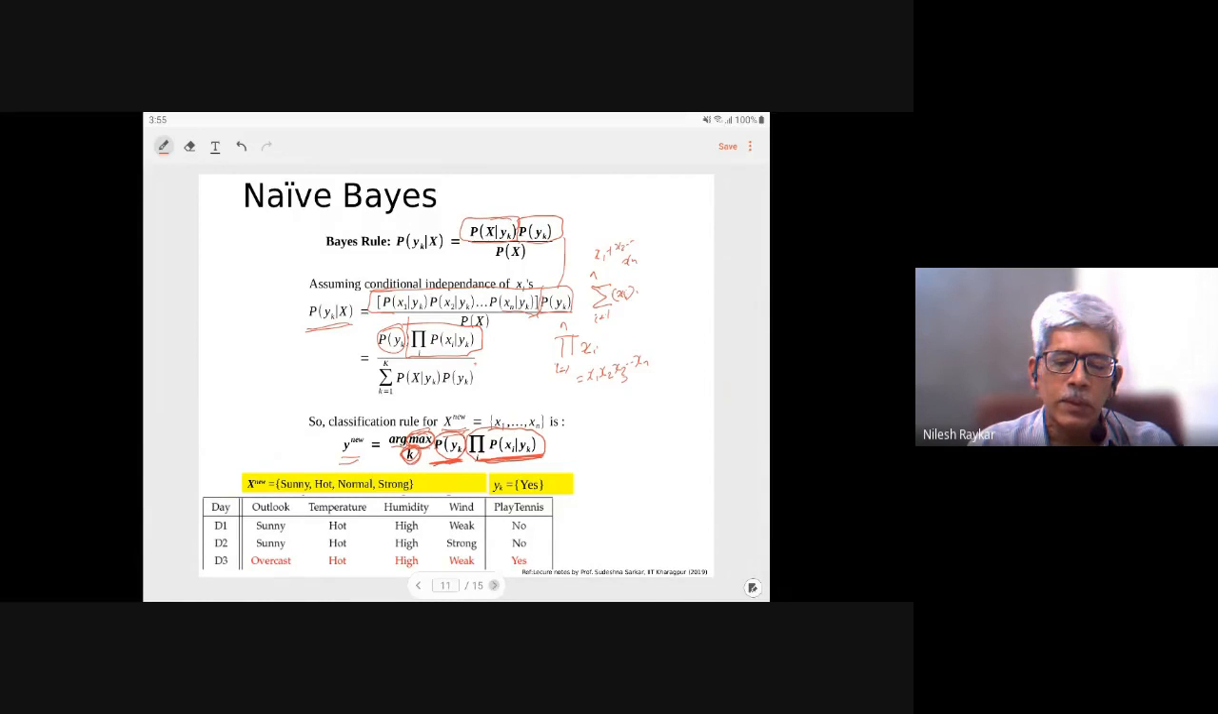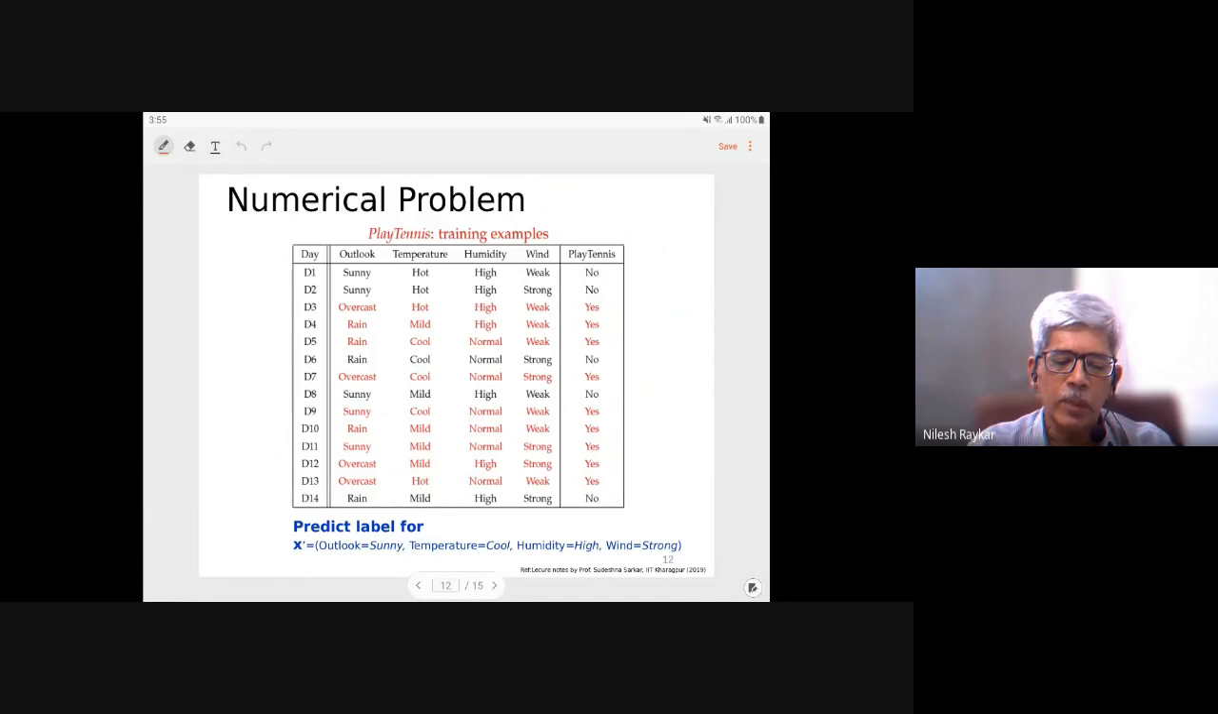Okay, so let's take a numerical problem for this particular case, where your understanding will become more clear. We are taking again the same data set, where we have data about 14 days with different climatic patterns, and the last column indicates the decision taken by the players, whether to play tennis or not to play tennis.